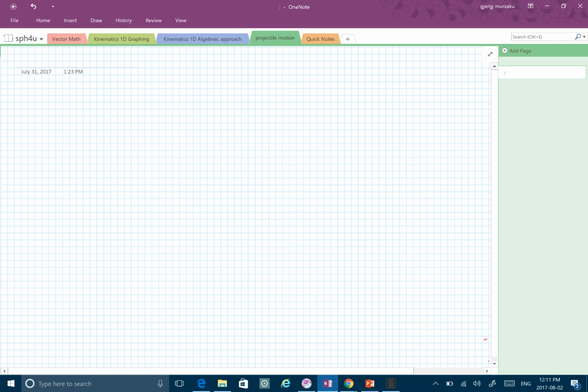All right, so let's give a brief introduction to projectile motion, the equations we'll use, and we'll see how we use them in an example. All right, so we already know what projectile motion is: a motion in two dimensions. It's a motion in 2D.